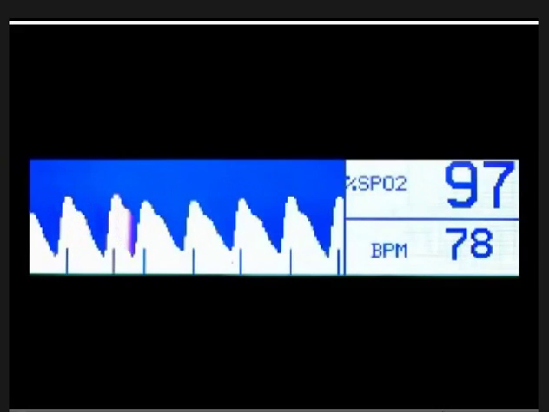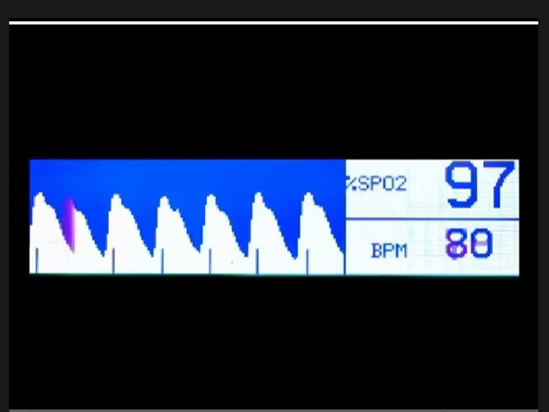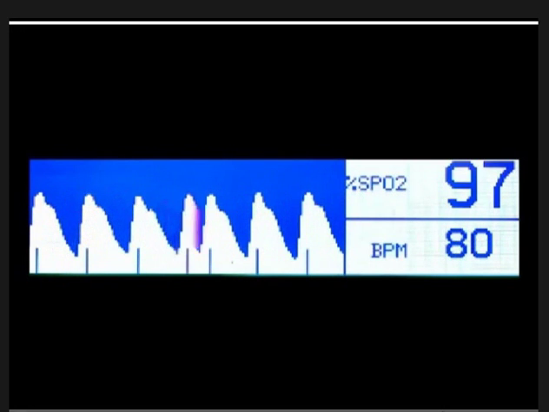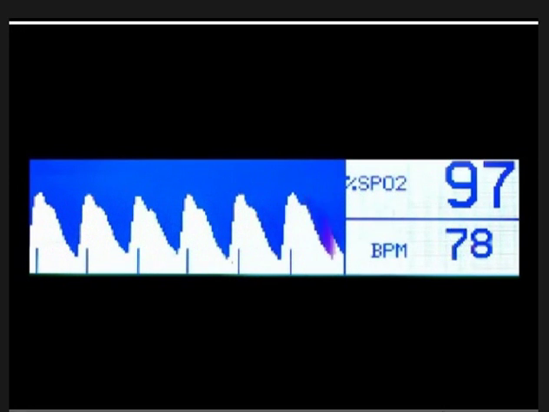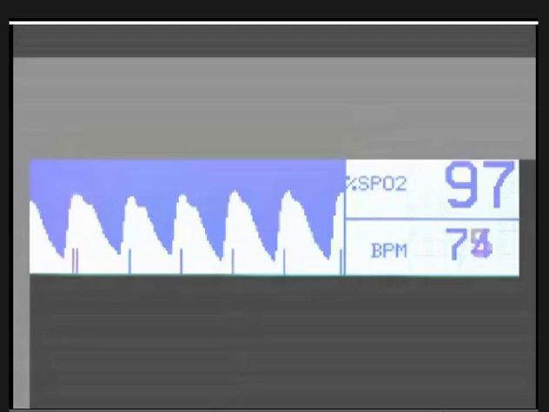The pulse oximeter provides quantitative data through the display of a pulsatile waveform that corresponds to the flow of arterial blood. The numbers displayed indicate the hemoglobin oxygen saturation and the pulse.